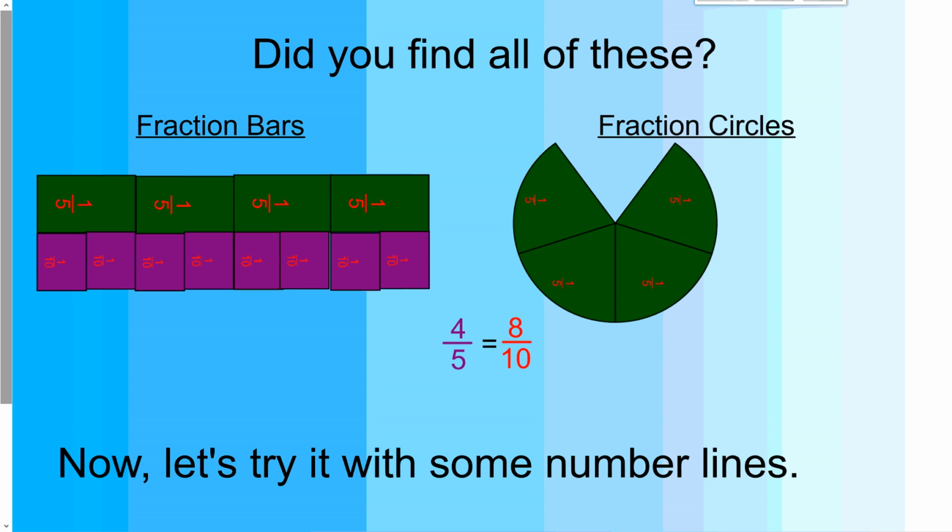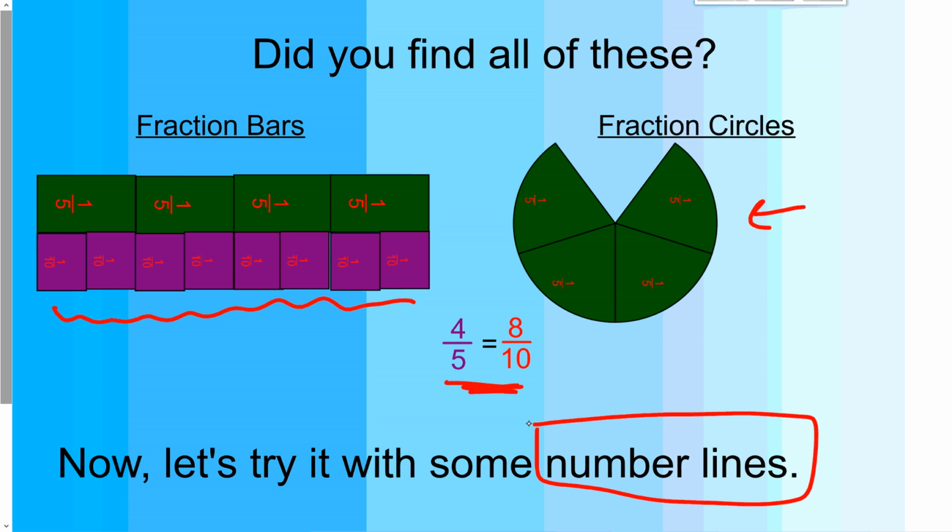Did you find them? 4/5 is the same as 8/10. You can see that here in the fraction tiles, and then over here, if you watch it, you see all those tenths kind of fade away and turn into our fifths. So 4/5 is equivalent to 8/10. Now let's try it a different way. Let's take a look at some number lines.